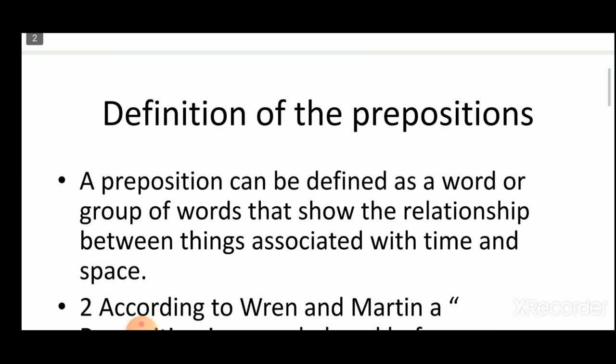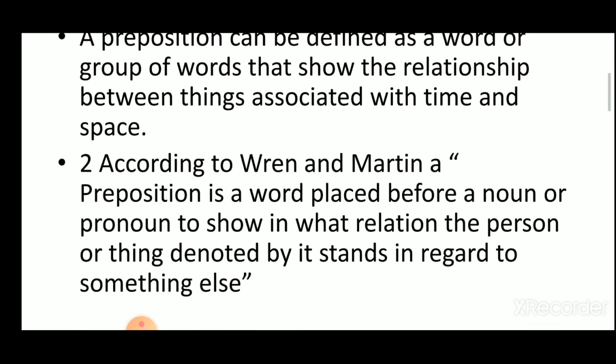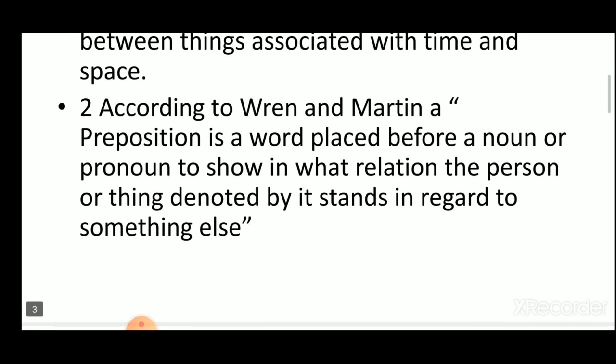Now, this is the definition of the prepositions. A preposition can be defined as a word or group of words that show the relationship between things associated with time and space. According to Wren and Martin, a preposition is a word placed before a noun or pronoun to show in what relation the person or thing denoted by it stands in regard to something else.